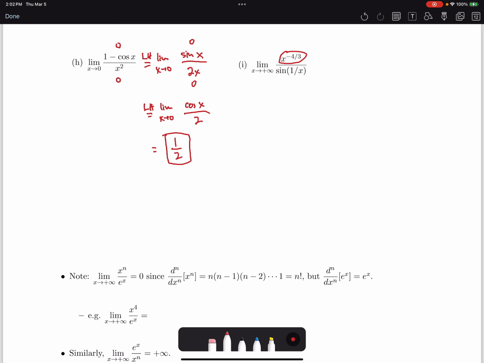So 1 over x to the positive 4/3, that's going to be 1 over a really large number, which is going to be 0, right? So this piece goes to 0. What about sine of 1 over x? Well, as x gets large, 1 over x is going to go to 0, and sine of 0 is going to be 0. So sure enough, we've got a 0 over 0 situation. So that means we can apply L'Hopital to this to see what's going on.